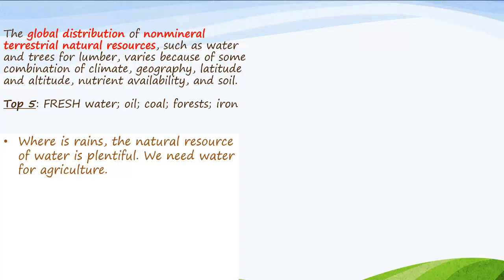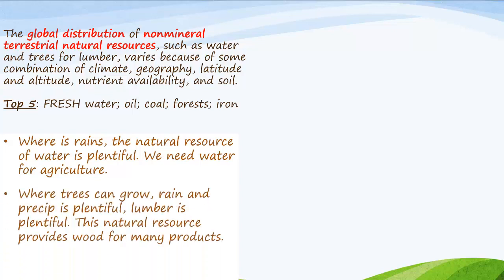So make sure that you remember, where it rains, we get lots of water. Where we get a lot of water, we get growth. So agriculture really works well if we have a lot of water and it's warm enough. And remember, trees, so we need water. Water is an important natural resource. Trees are also an important natural resource.